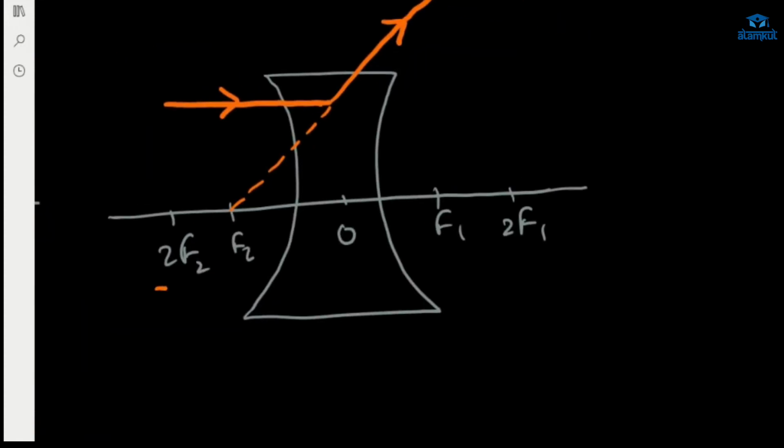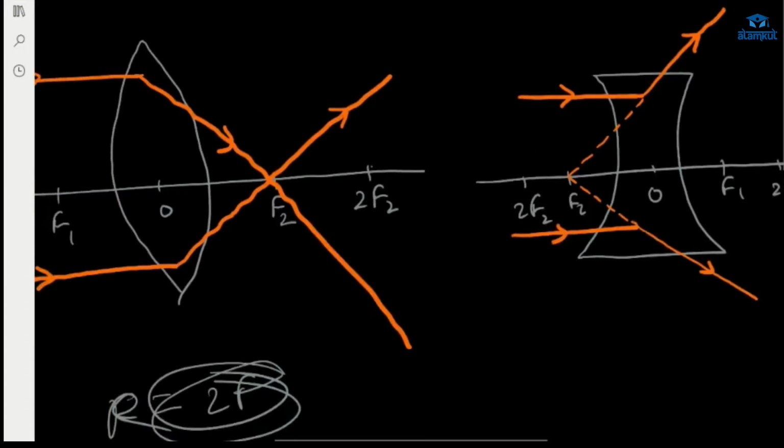Again, you can make it from below the principal axis. The ray is coming parallel to the principal axis. It will diverge in such a way that it will appear that it is meeting at the focus. So this will be your solid line and this will be your dotted line, because it's just appearing to get into this point. But in actual, the ray is getting diverted. Okay, fine? Okay or not?